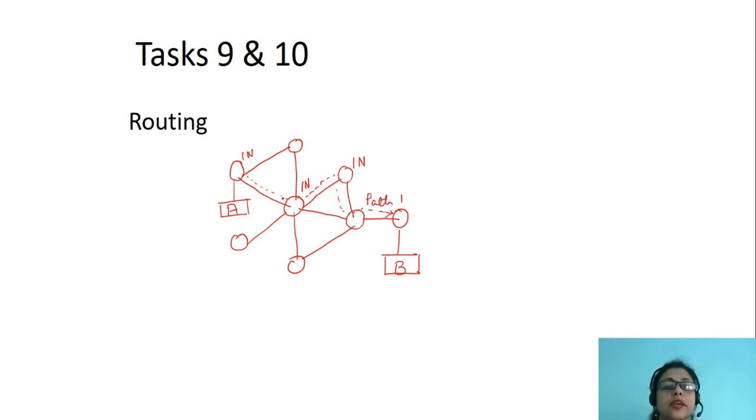It can also take a different route, like it comes from this node to this node, then from this node to this node. Via this it can reach. So this is path number 2. So this is known as routing. Proper paths should be mentioned in the routing table so that it is easy for the delivery of data from the source station to the destination station.